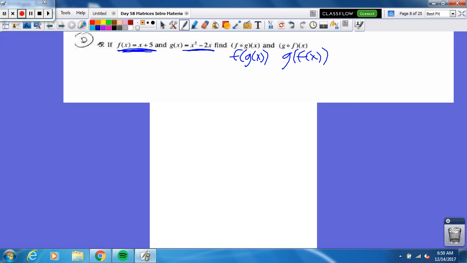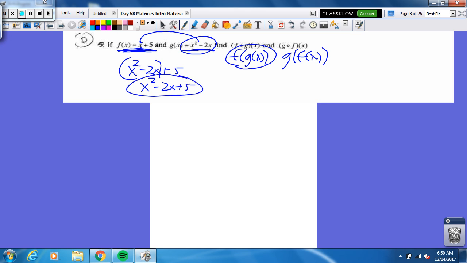All right, welcome back. Let's see if you got it. So let's do this one first, f of g of x. So we're taking g, plug it in here. So that's going to be not x plus 5, but x squared minus 2x plus 5, which is just no like terms, so it's just that. Got it. Hopefully you got that one.